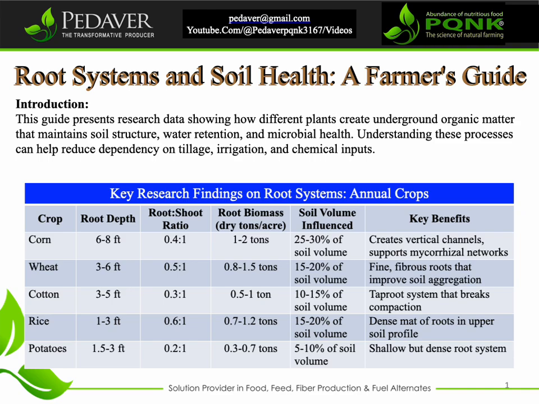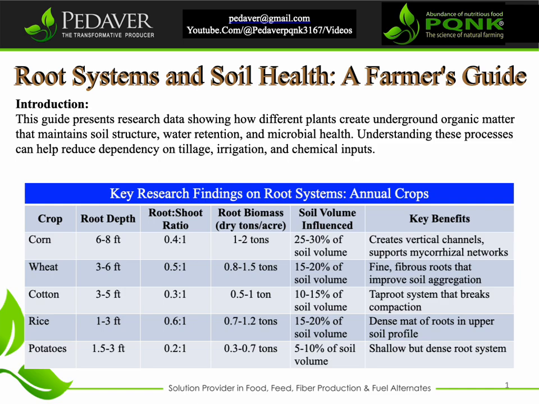Introduction. This guide presents research data showing how different plants create underground organic matter that maintains soil structure, water retention, and microbial health. Understanding these processes can help reduce dependency on tillage, irrigation, and chemical inputs.